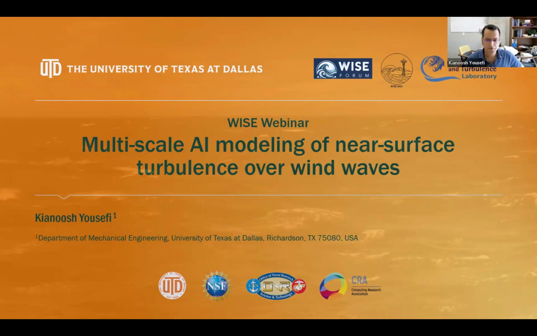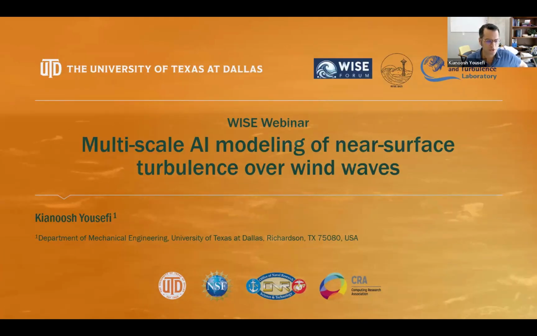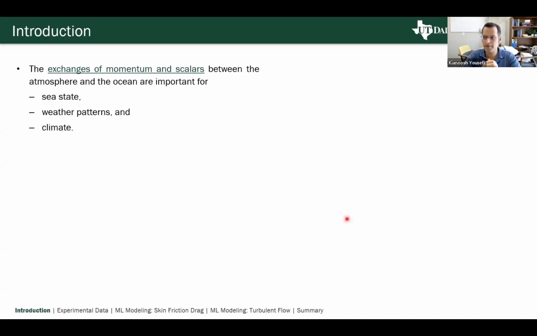So this is Kianoosh again at UT Dallas, and today I'll be sharing some of our recent work on modeling turbulent structure using data-driven, basically machine learning techniques, which is a combination of my students' work and some of my previous work. My talk has basically two sections. First, I'm talking about the skin friction drag, which I presented some of at the WISE meeting as well, so I'll go very quickly on that. The introduction, I'll go brief and quick as well.